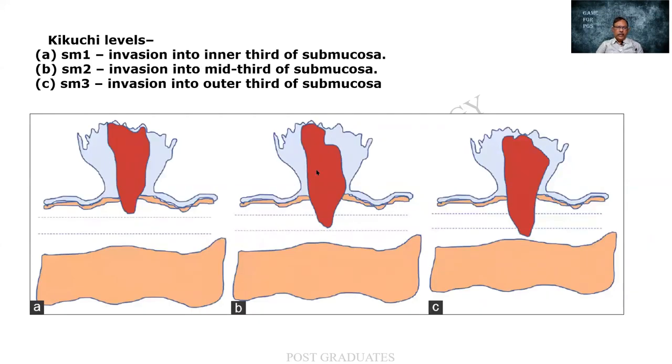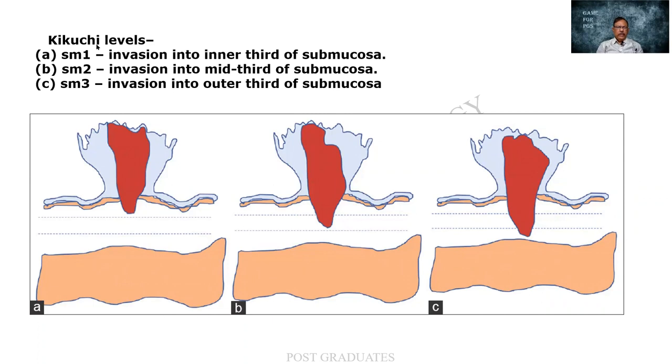There is another way of grading the polypoid lesion based on the invasion. It is called Kikuchi's method of grading. All are denoting the submucosal invasion. In grade 1, the inner one-third or the superficial part of the submucosa is involved, whereas in grade 2, the mid portion is involved, and in grade 3, there is an invasion of the outer portion of the submucosa. This is a muscular layer, we have not gone into it. So these two levels, please remember.